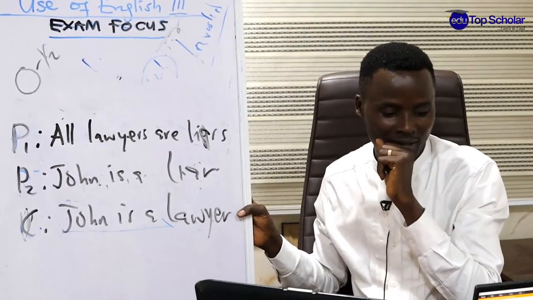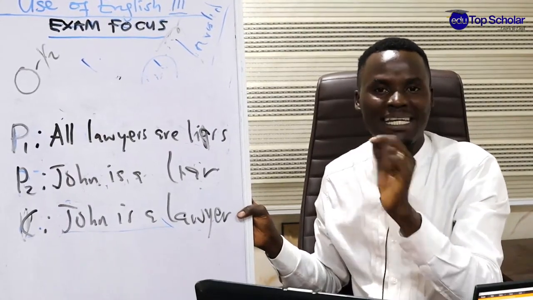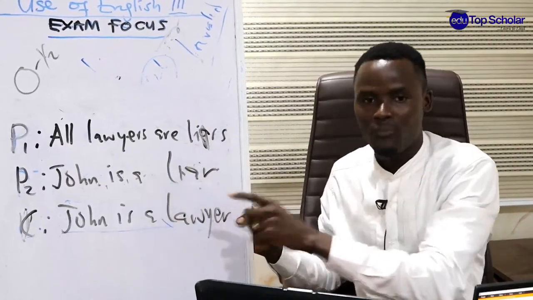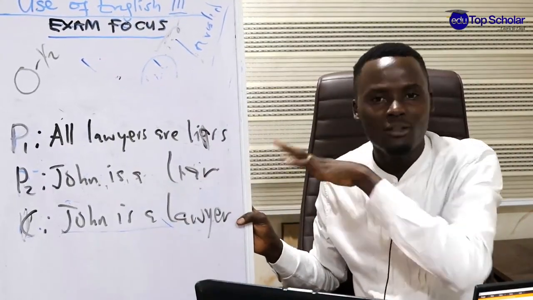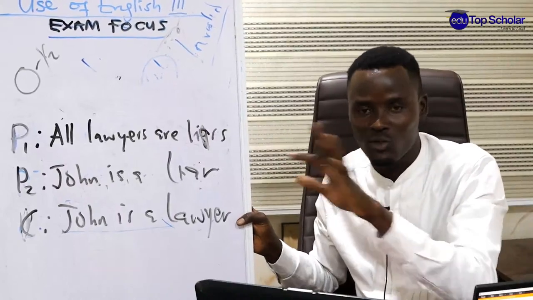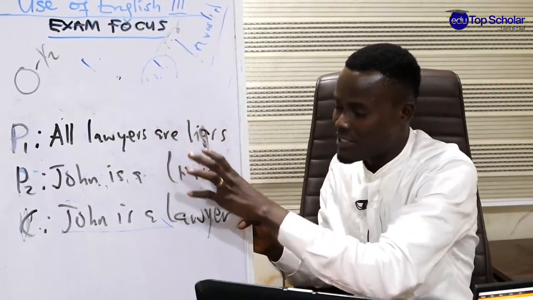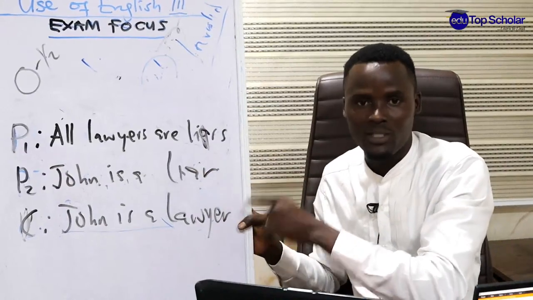There's a logic there. So, what is the reason for the invalidity? It is invalid because John is a liar who could just be a doctor, a surgeon, a teacher, a banker, or anything. So, the premises of this argument do not support the conclusion.